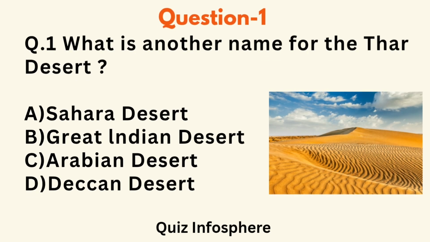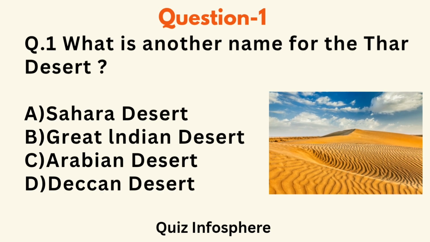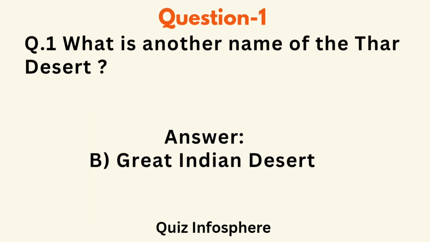Question 1. What is another name for the Thar Desert? Sahara Desert, Great Indian Desert, Arabian Desert, Deccan Desert. The correct answer is option B, Great Indian Desert.